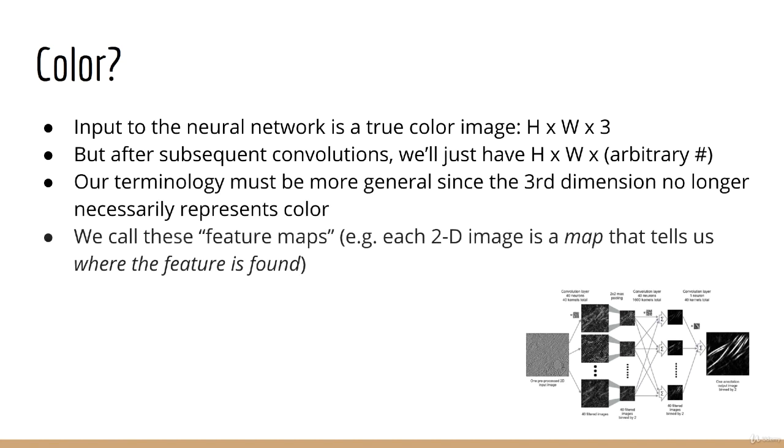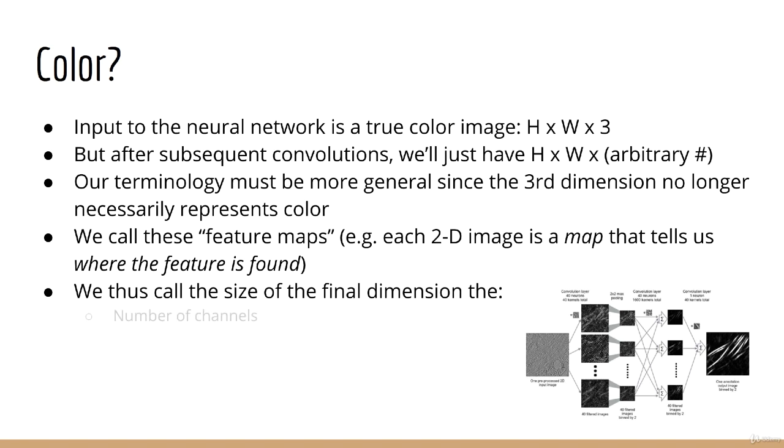We call these feature maps. This makes sense because you can think of each 2D image as a map, as in a literal map you can look at, which is the result of a convolution with some filter which is looking for some feature. So this map is telling us where in the original image this feature can be found. So just like a map. The final output is just a stack of all these different maps, one map for each feature. And so the size of the final dimension is referred to as the number of channels or the number of feature maps rather than colors.